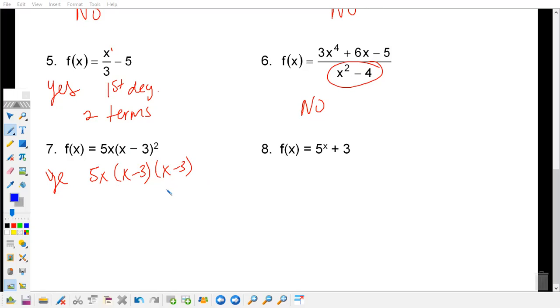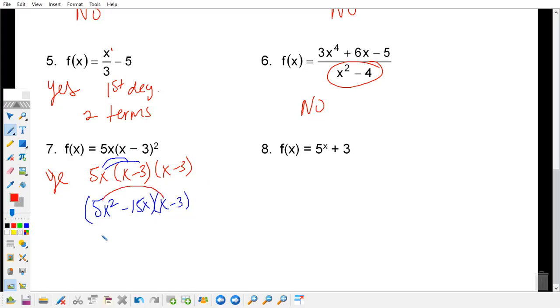Does this order of multiplication matter? No. 3 times 2 is the same thing as 2 times 3 all day, every day, right? So from left to right, I'm just going to distribute. I have 5x times x is 5x squared. 5x times negative 3 is negative 15x. So that's my first distribution. Now I'm going to continue to distribute.